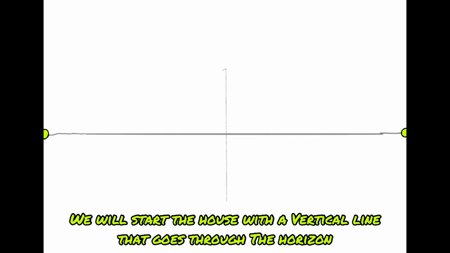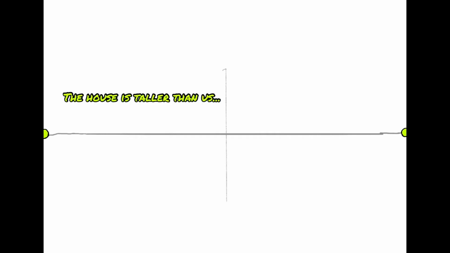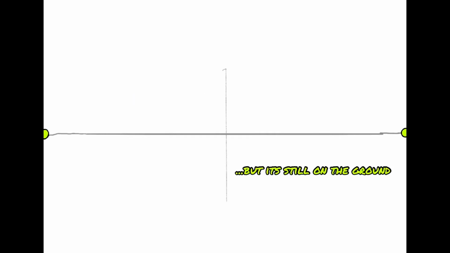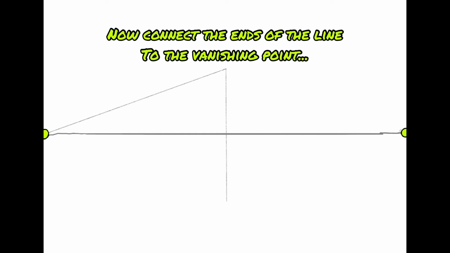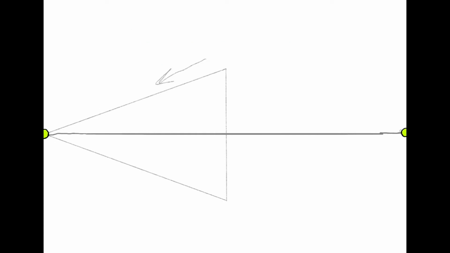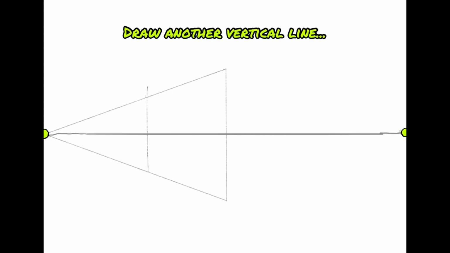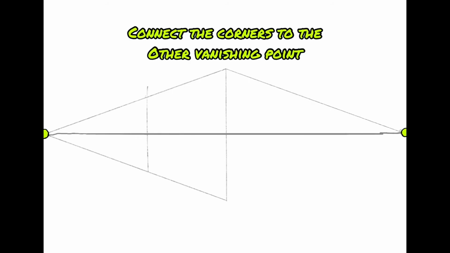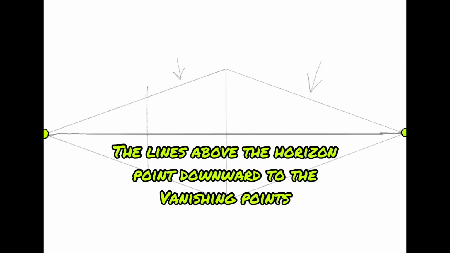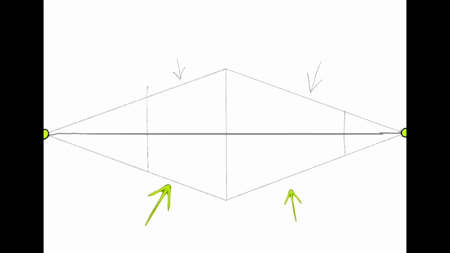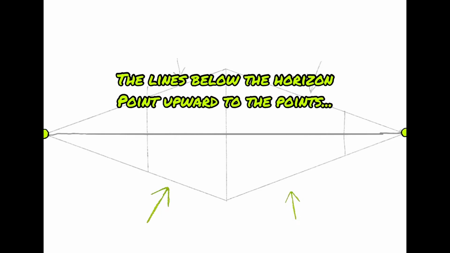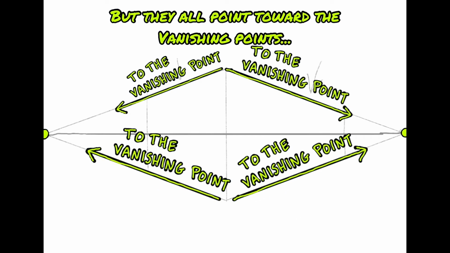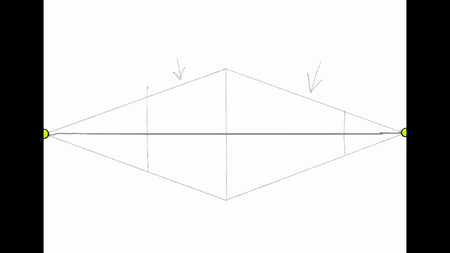We will start the house with a vertical line that goes through the horizon. The house is taller than us, but it's still on the ground. Now connect the ends of the line to the vanishing point. Draw another vertical line. Connect the corners to the other vanishing point. The lines above the horizon line point downward to the vanishing points. The lines below the horizon line point upward to the vanishing points, but they all point toward the vanishing points.